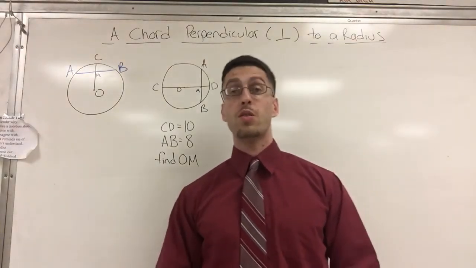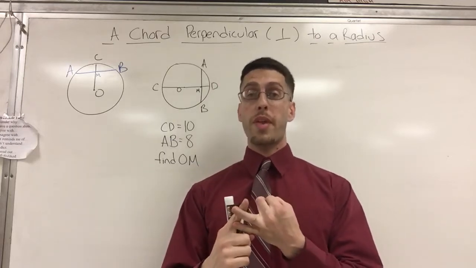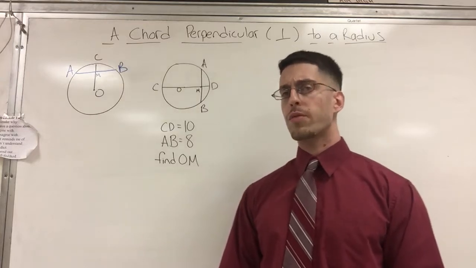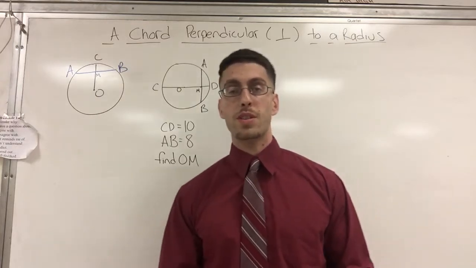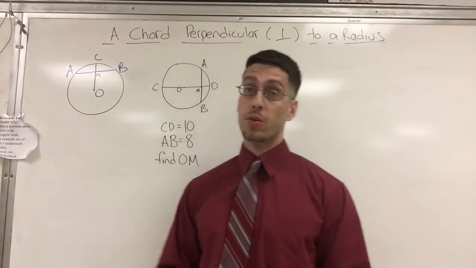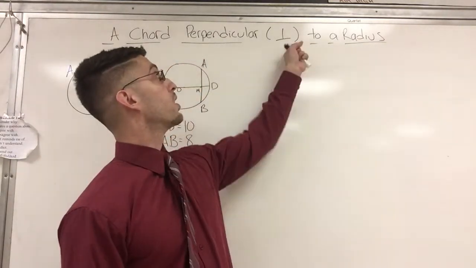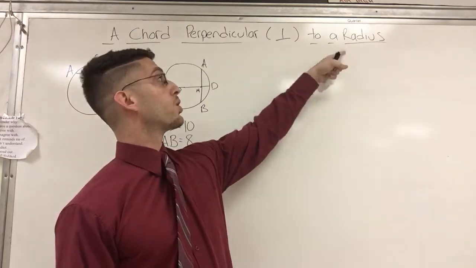I'm gonna give you two hints. You need to know what a chord is, and you need to know the Pythagorean theorem. It's interesting because when you learn the Pythagorean theorem, you should have learned it for right triangles. So what does it have to do with today's lesson on circles? Well, you'll see. Our lesson is a chord, funny looking symbol here, to a radius.